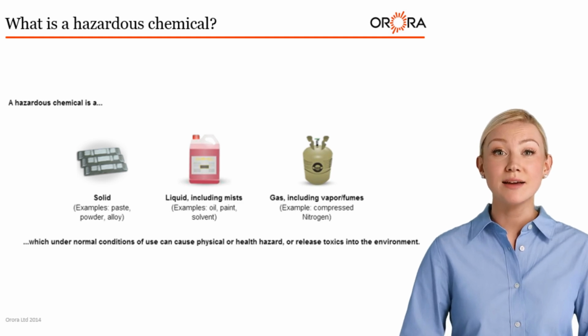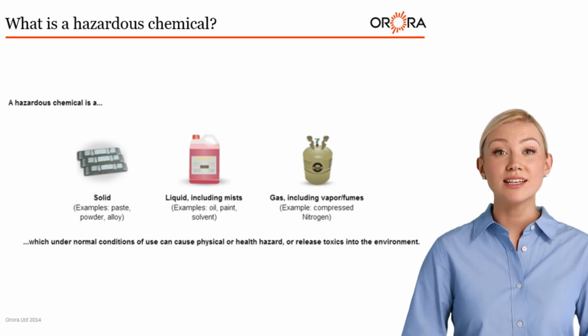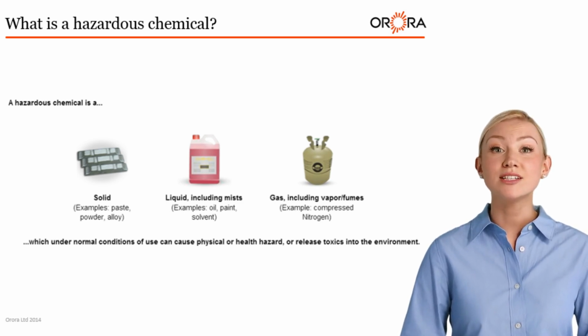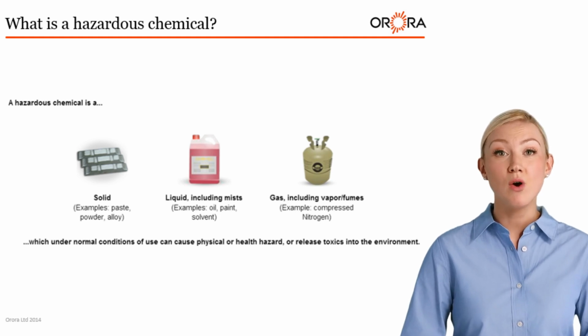What is a hazardous chemical? A hazardous chemical is a solid. Examples: paste, powder, or alloy. Also liquids including mists. Some examples are oil, paint, or solvent. Gas including vapor or fumes. An example of this would be compressed nitrogen, which under normal conditions of use can cause physical or health hazard or release toxins into the environment.